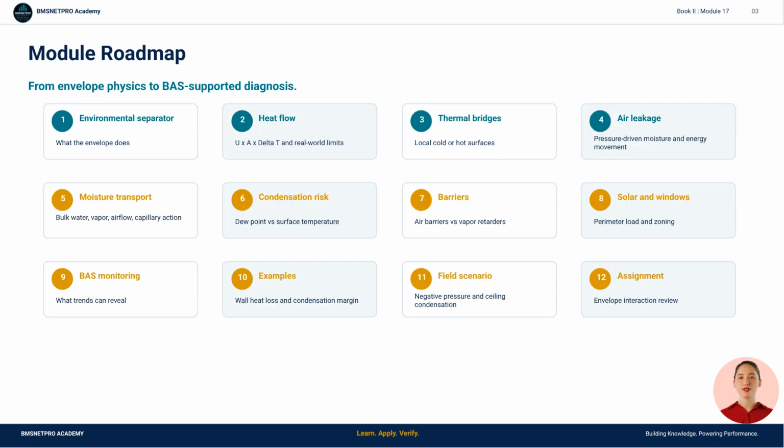This roadmap follows the way envelope problems appear in the field. We start with the envelope as the environmental separator, then move through heat flow, thermal bridges, air leakage, moisture transport, condensation risk, barriers, solar gain, BAS monitoring, worked examples, and a practical assignment. Keep the central idea in mind. The BAS can reveal patterns and reduce consequences, but physical defects require physical repair.